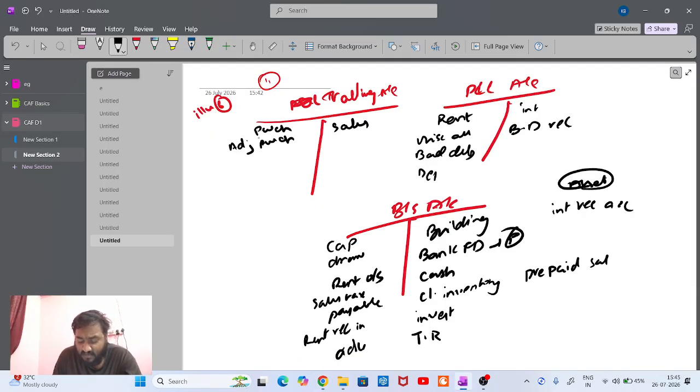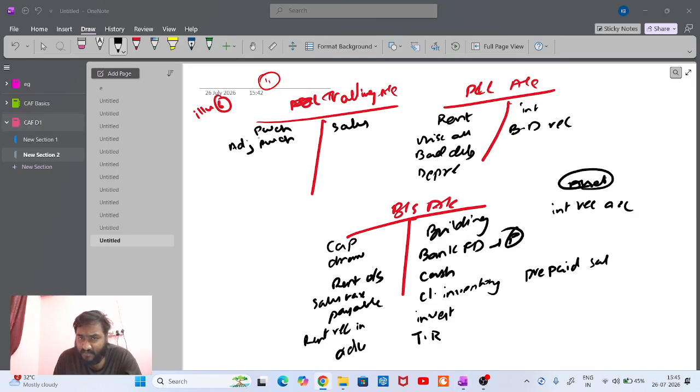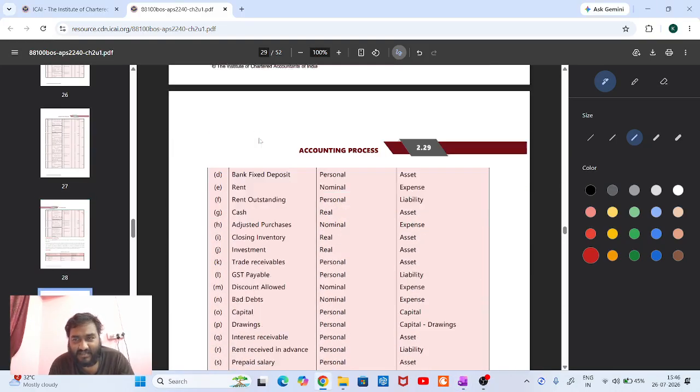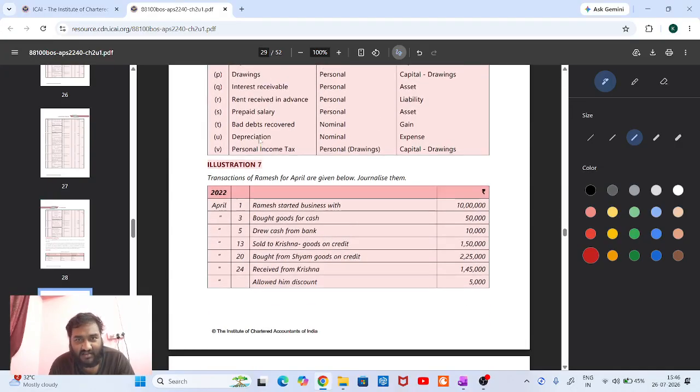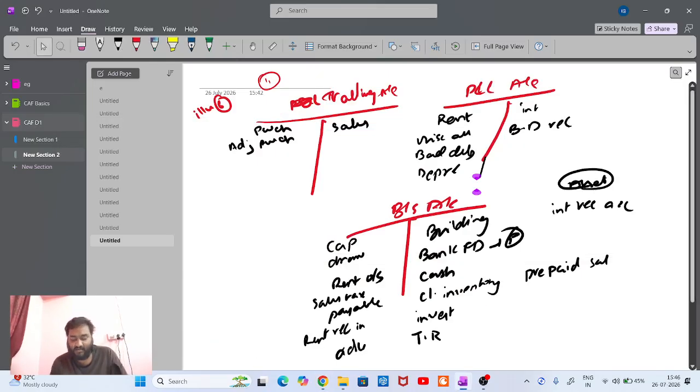Depreciation. We'll talk about depreciation later. Basically, it comes in P&L. Personal income tax account. Is it a liability or an expense? I'll just check. I think I forget. I think it is a personal income tax liability. I mean capital. Okay. Anyway, it is right. Liability or capital.